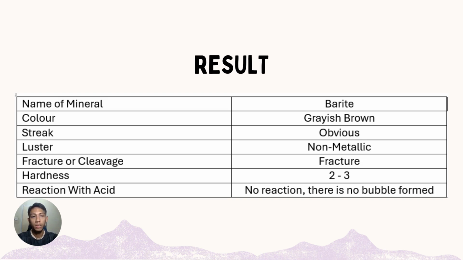The name of the material is barite and the color is grayish brown, and then the streak we can see that it is obvious. And then the luster, it shows no glittering or shining, thus we can say that it is non-metallic. And then for the fracture or cleavage, we can conclude that it is fracture, and the hardness of the sample is between 2 to 3. And then lastly, reaction with acid, it does not show any reaction.